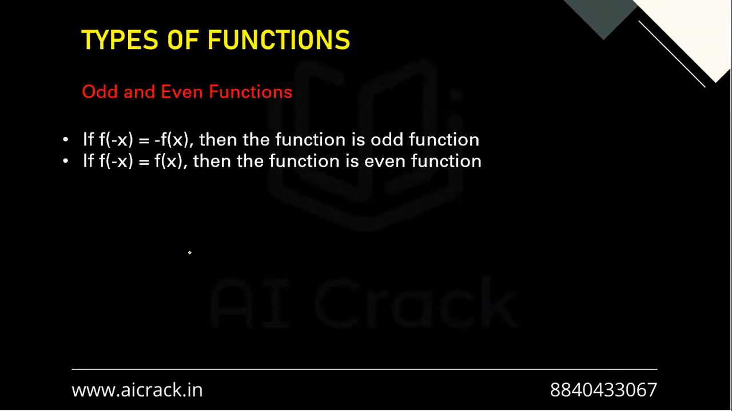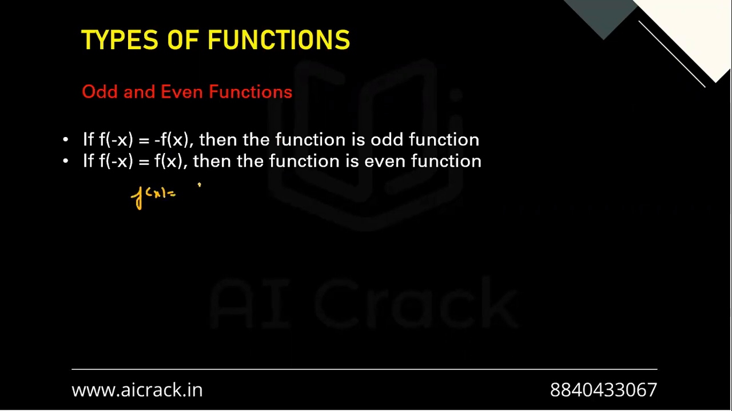Now today we'll be discussing types of functions. The first one is odd and even functions. Mathematically, when f of minus x equals minus f of x, the function is an odd function. Similarly, when f of minus x equals f of x, the function is an even function. Let's understand this with the help of a few examples.